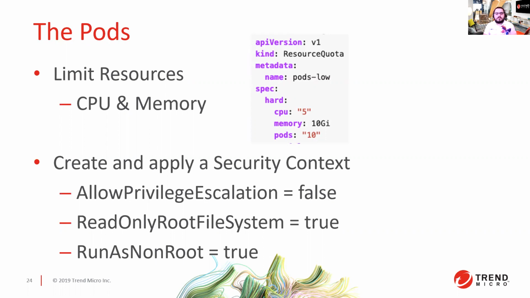Okay, one other thing is creating and applying a security context. So there are some privilege and access control permissions that you can set on a pod. Here are just a few examples that you should enable on all your containers to avoid any privilege escalation issues, any issues with writing to the root file system, or running the container as root, which is also a big issue there.